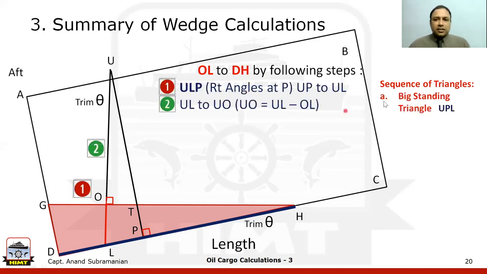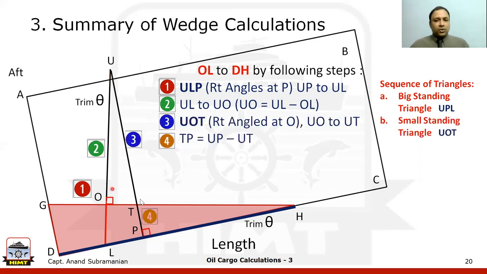The first one is the sequence of the triangles, as we call it. The first one is a big standing triangle. And what is a big standing triangle? ULP. So this is the big standing triangle we're talking about, from where we find out step number 1 and 2. Next is the small standing triangle. Where is the small standing triangle? That is UOT. That's our small standing triangle. From there we reach up to step number 4, because we can go from number 2, which is UO, to UT, and from UT we can find out what is TP.